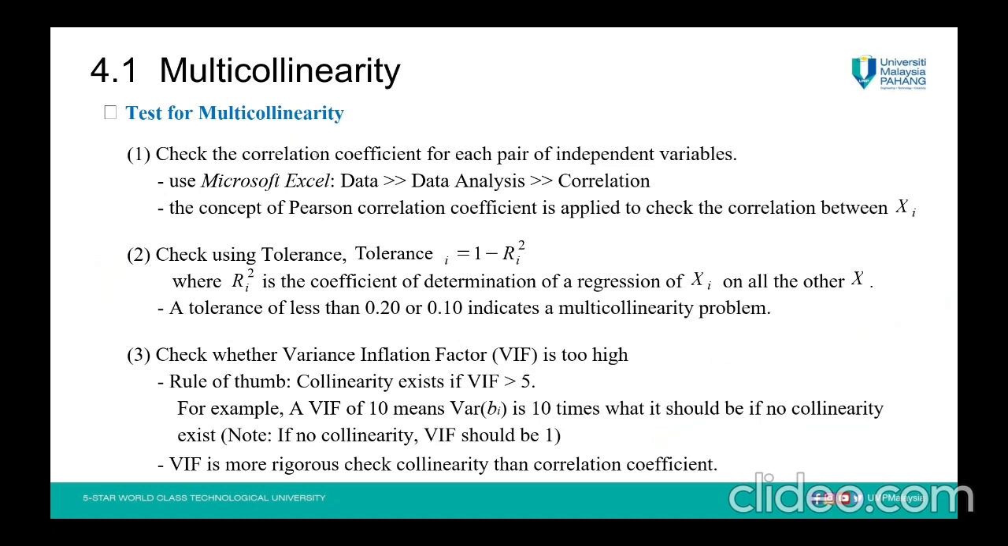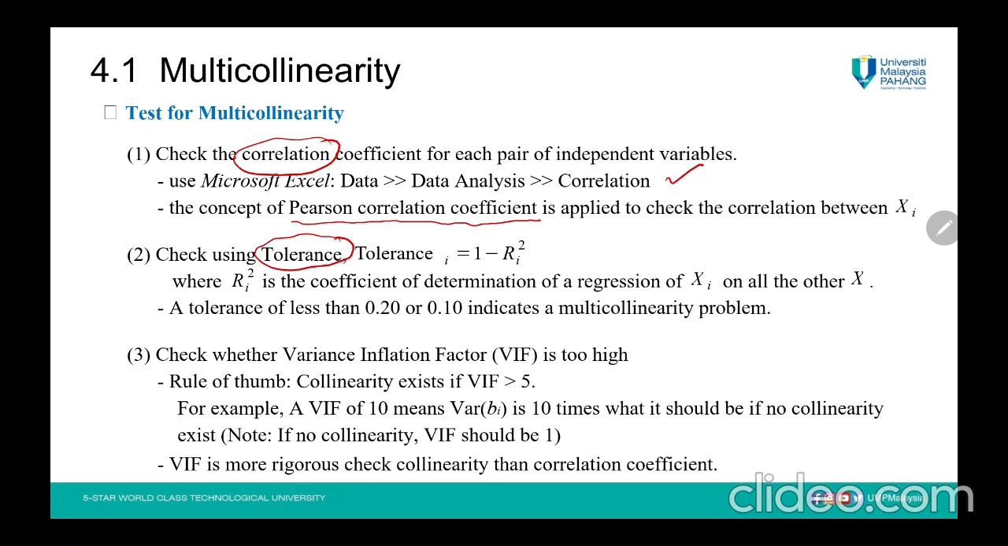Basically, there are three tests used for checking multicollinearity. The first one is by using correlation between the independent variables. To get the value of the correlation, we can use Microsoft Excel by following this step. The concept of Pearson correlation coefficient is applied to check the correlation between xi. The second test is by using tolerance.